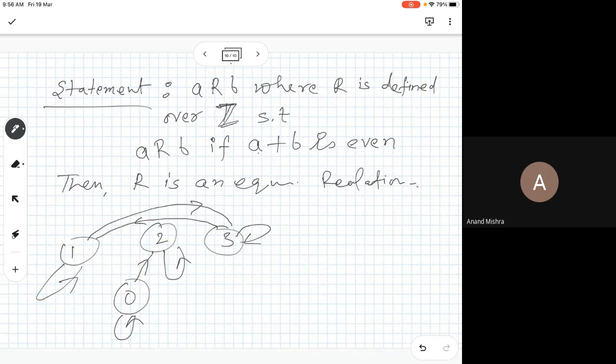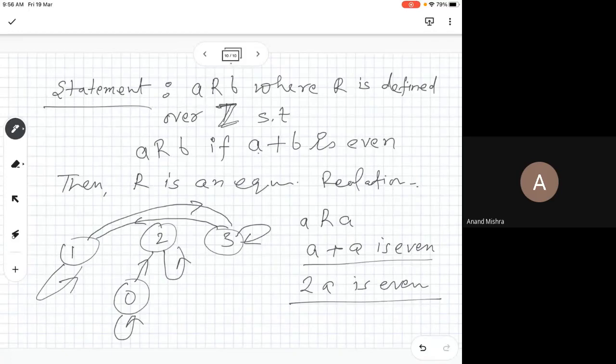The first thing is reflexive. For reflexive, what are we going to prove? A is related to A. For that, we need to prove that A plus A is even. If we prove that A plus A is even, then we are done. And A plus A is even anyway because 2A is even. A plus A is 2 times any integer, which is always, by definition, even. So if A plus A is even, that means A is related to A.